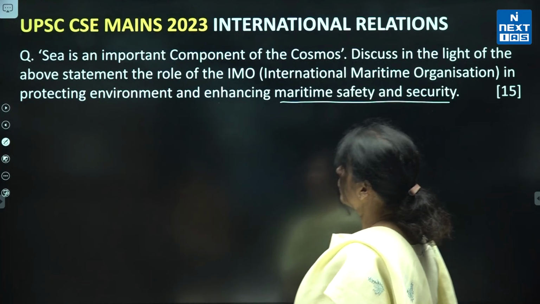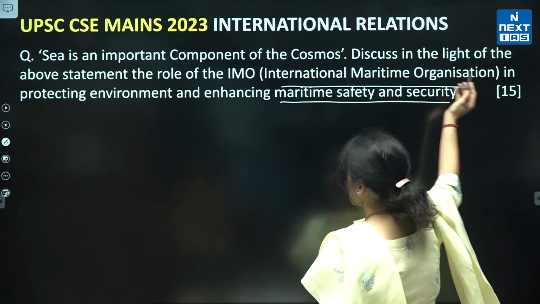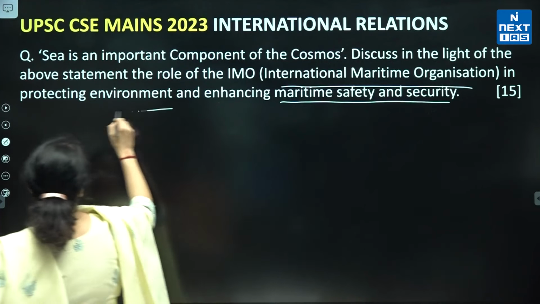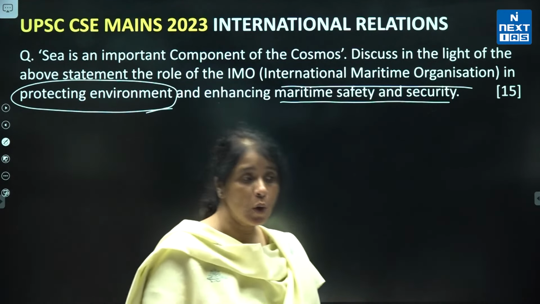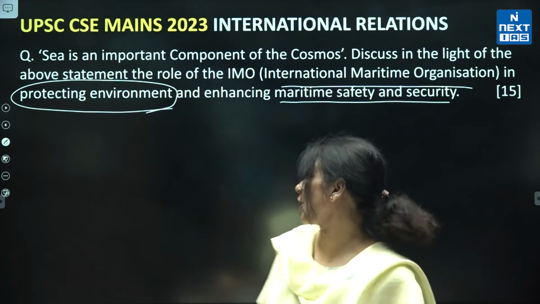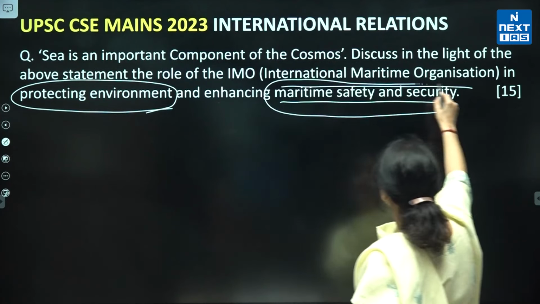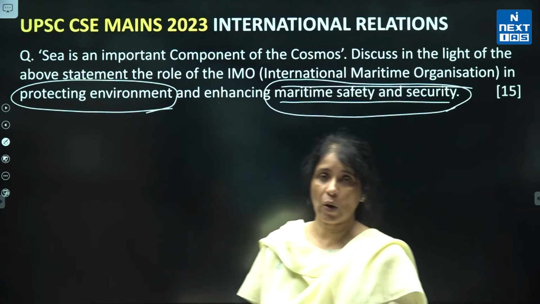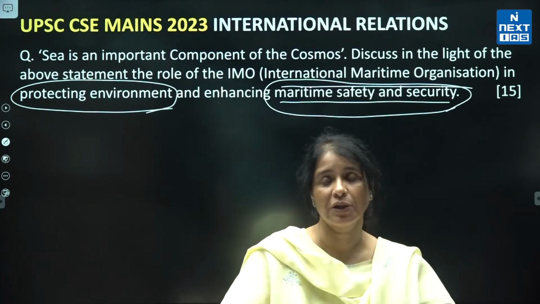Discuss in the light of the above statement the role of the IMO, International Maritime Organization, in protecting environment. So one role has to be with respect to what it is doing to protect the environment, and second part is what it is doing for increasing maritime safety and security. So this is a completely factual question.